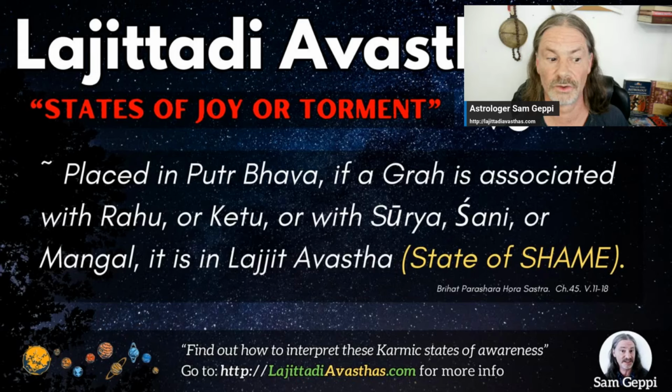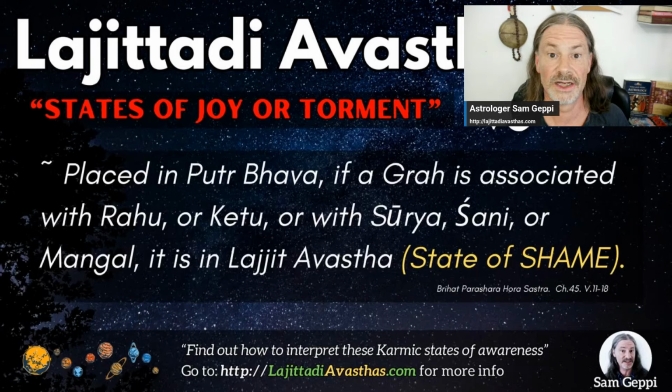So what does shame show, and how is it shamed? And how is it different if it's the sun who is shaming the moon than if it's Saturn shaming the moon? And what can we learn from that? And how is that not just some bad thing that we need to overcome? What's creative about shame? Again, these are the things, this is why we don't just read a sentence and say, okay, I have a Lajittadi Avashta on Venus. Your Venus is shamed. Okay, bad thing.